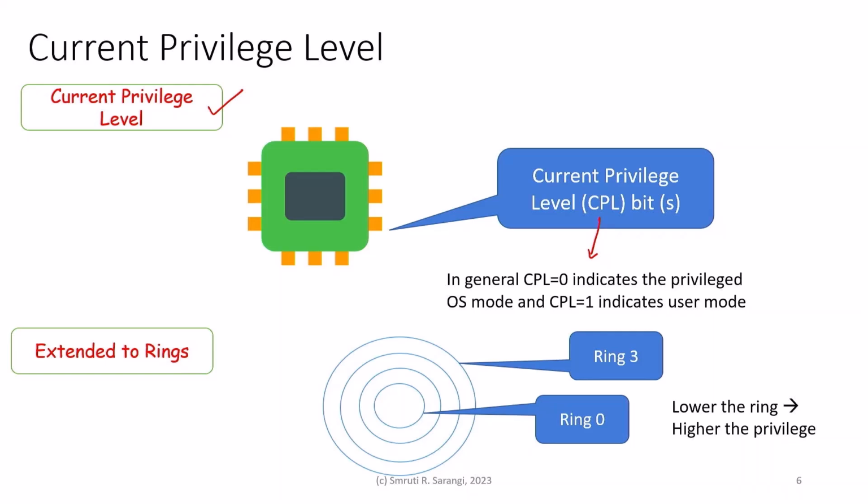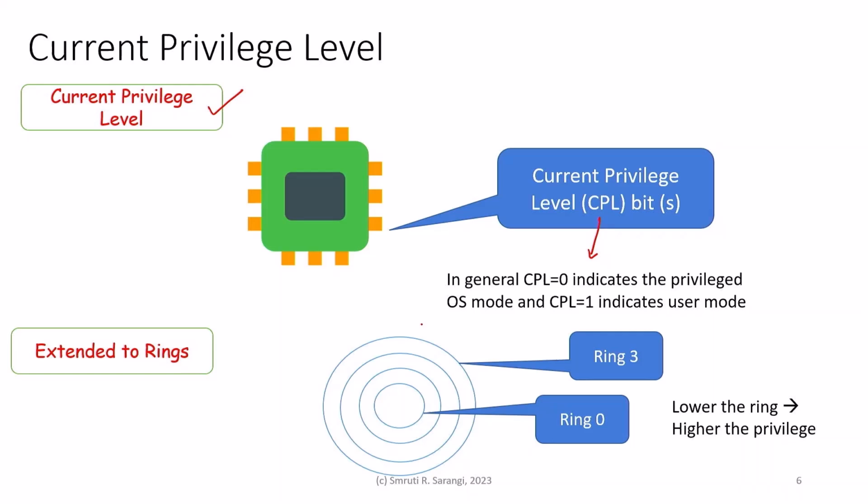So the program that is running, in this case the operating system, can issue privileged instructions. Whereas CPL equal to 1 indicated that it's running in application mode, which means a regular program is running, so its powers have to be curtailed. Correct. So now this has become slightly more general.